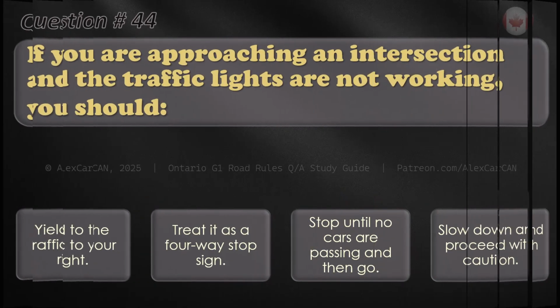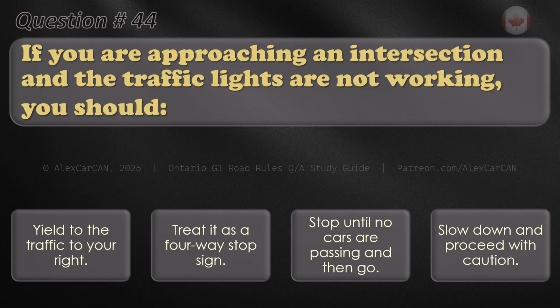Question number 44. If you are approaching an intersection and the traffic lights are not working, you should yield to the traffic to your right. Treat it as a four-way stop sign. Stop until no cars are passing and then go. Slow down and proceed with caution. The correct answer is treat it as a four-way stop sign.